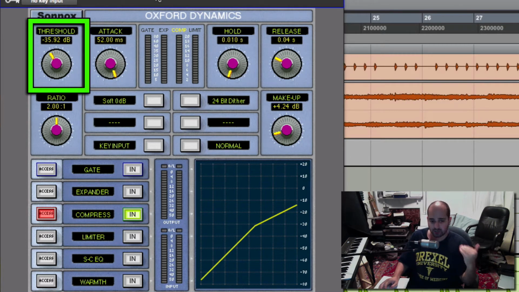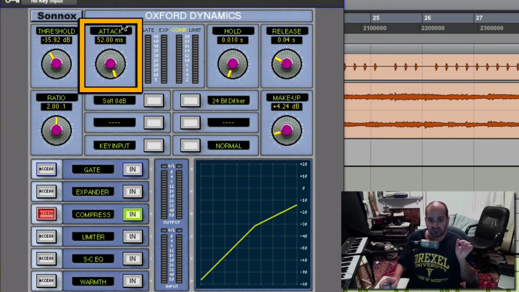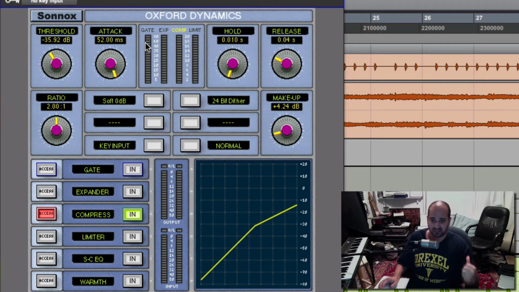We set the threshold low enough so that even the decay and sustain is still above the level where we've set the threshold. So the volume is still exceeding it. The difference here is that the attack is going to be set very slow. Now I'm setting a 50 millisecond attack.